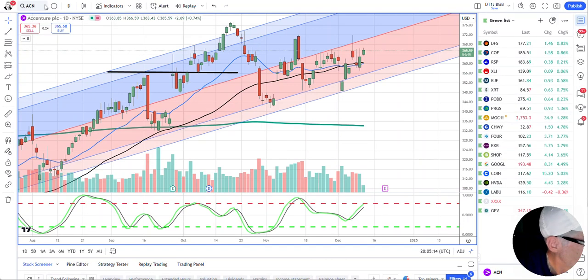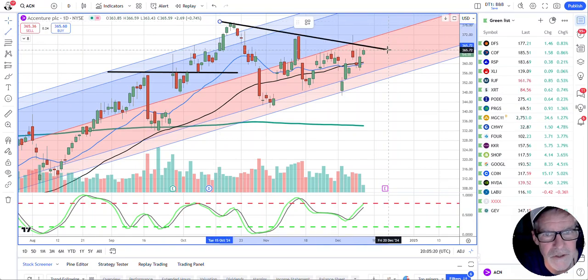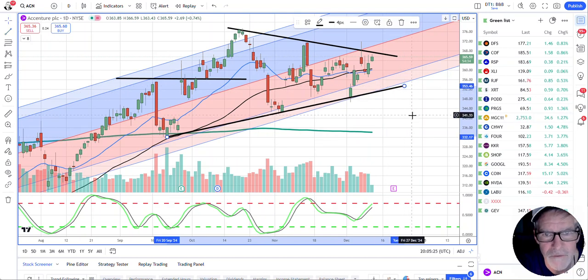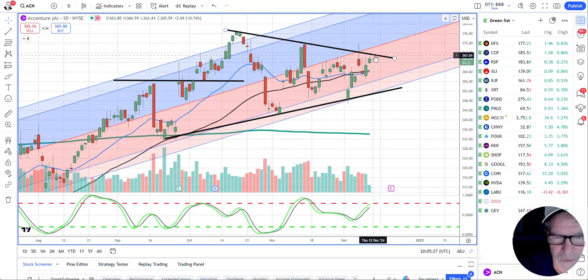ACN. Let's make this the last one. Okay, so this is good. Yeah, this is a good looking chart. We've got your symmetrical wedge forming right there. We're banging up against the RTL at the top, which is a good bullish sign.